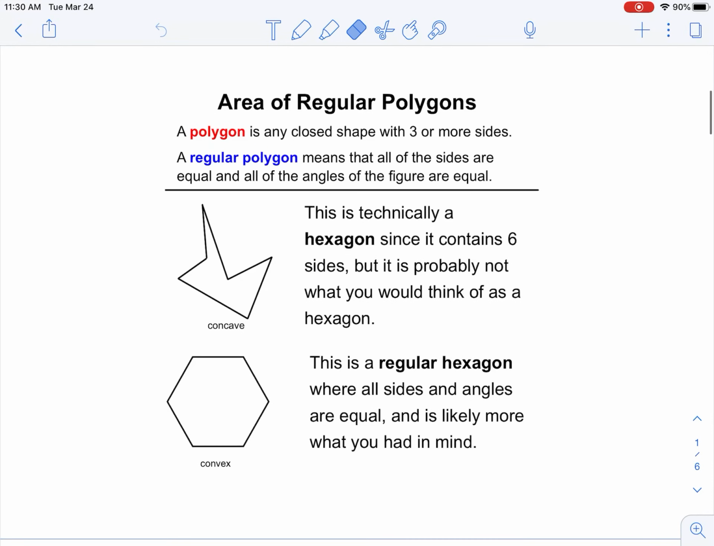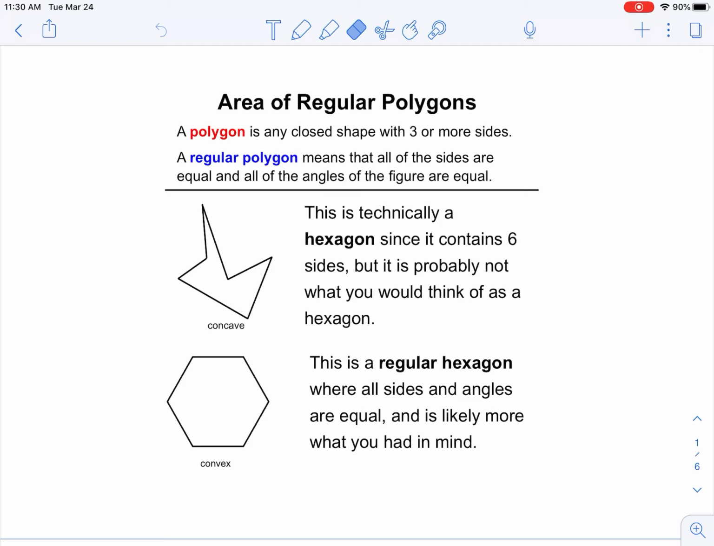So our goal for today is I can find the area of a regular polygon. First off, let's talk about what a regular polygon is. A polygon, not a regular polygon, is any closed shape with 3 or more sides. A regular polygon means that all of the sides are equal and all of the angles are equal.